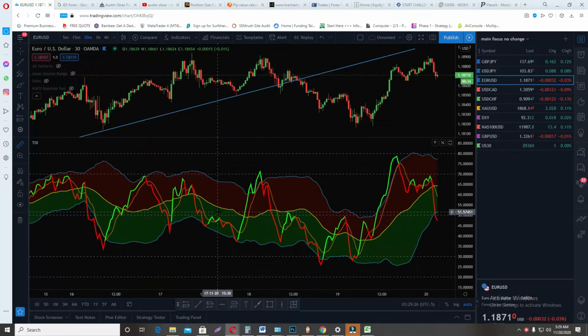Now the TDI, if you're new to trading or you're just trying to learn or just testing the waters using demo, test out the TDI. The TDI indicator helps. They've got a couple of different methods for how to enter trades, so let's break it down.